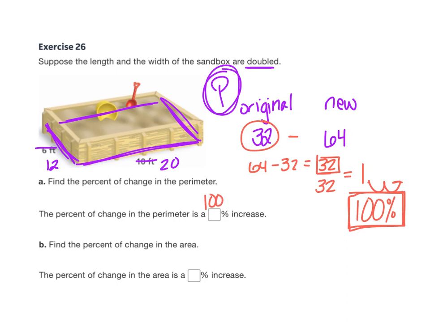Okay, so for the area, let's find the original. Remember, for a rectangle, you do length times width. So the original area would have been 6 times 10, which is 60. But if you double it to 20 and 12, then the new area would be 20 times 12, which is 240. So this does not just double it.